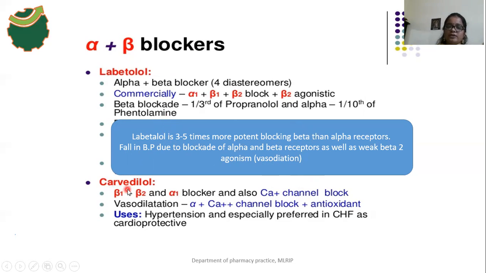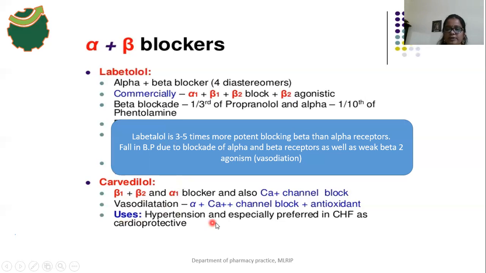And carvedilol. So this one is a beta 1, beta 2 and alpha 1 blocker. Beta 1 blocker, beta 2 blocker and alpha 1 blocker. At the same time beta 2 agonist action is also there. Carvedilol blocks the beta 1 and beta 2 receptors and blocks the alpha 1 receptors, and it blocks the calcium channels also. And it causes a vasodilation effect due to blockade of alpha receptors and due to blockade of calcium channels.